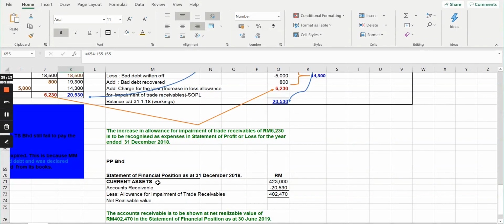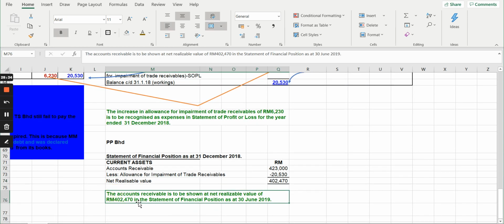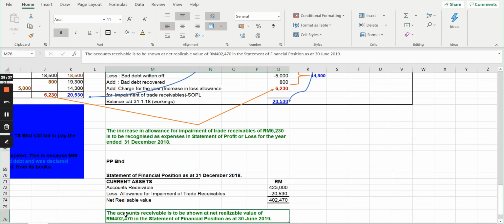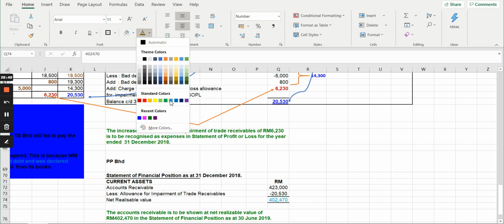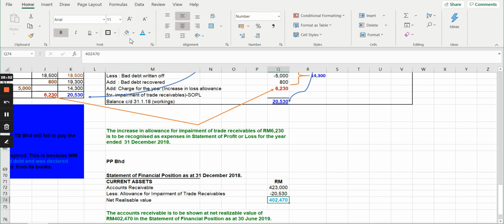Next is to deduct the allowance for impairment. That was 2530 from here, which is from the statement that you prepared, and therefore net realizable value is 402,470. And you need to write this statement as well. The one in green is what you should write as an advice. I put that in green. The account receivable is to be shown at net realizable value of 402,470, which refers to the green figure you have here.